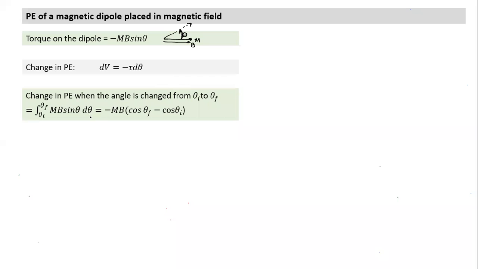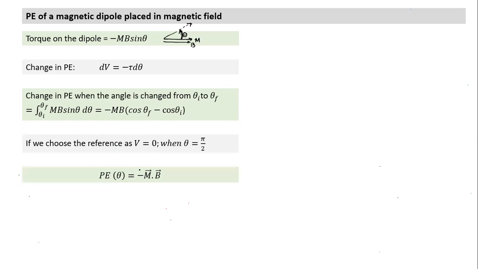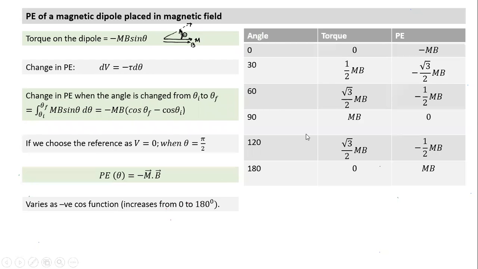Because that only leads to a simpler form, which is potential energy equal to minus m bar dot b bar. Okay, that's the potential energy. And if you recall, it's a negative cosine function. It increases continuously from 0 to 180. Potential energy keeps on increasing. And if we simply use this formula, we can find for different angles what the torque will be and what the potential energy will be.